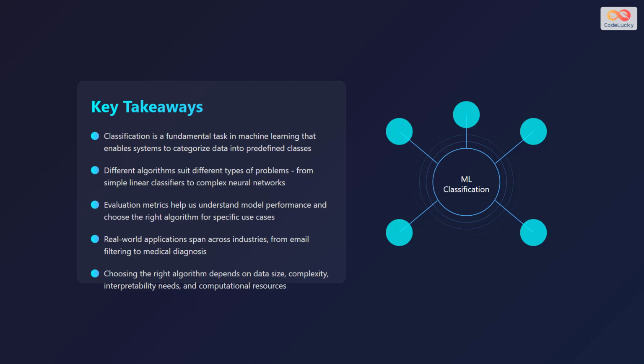Here are the key takeaways from this discussion on classification in machine learning. Classification is a fundamental task in machine learning that enables systems to categorize data into predefined classes. Different algorithms suit different types of problems, from simple linear classifiers to complex neural networks. Evaluation metrics help us understand model performance and choose the right algorithm for specific use cases. Real-world applications span across industries, from email filtering to medical diagnosis. Finally, choosing the right algorithm depends on data size, complexity, interpretability needs, and computational resources.